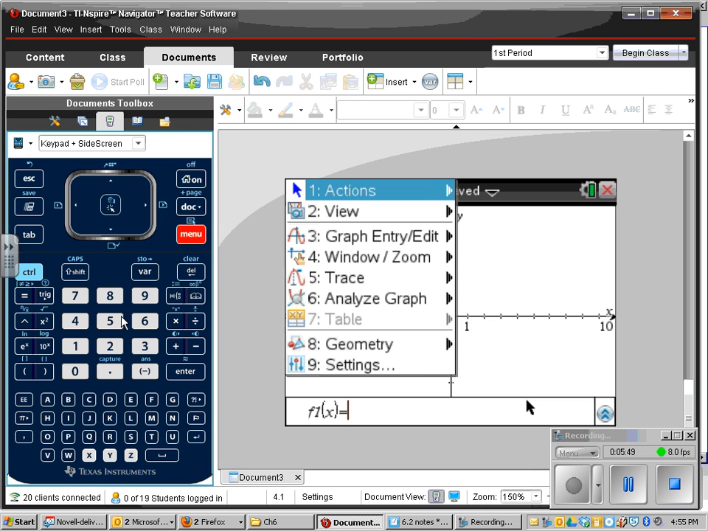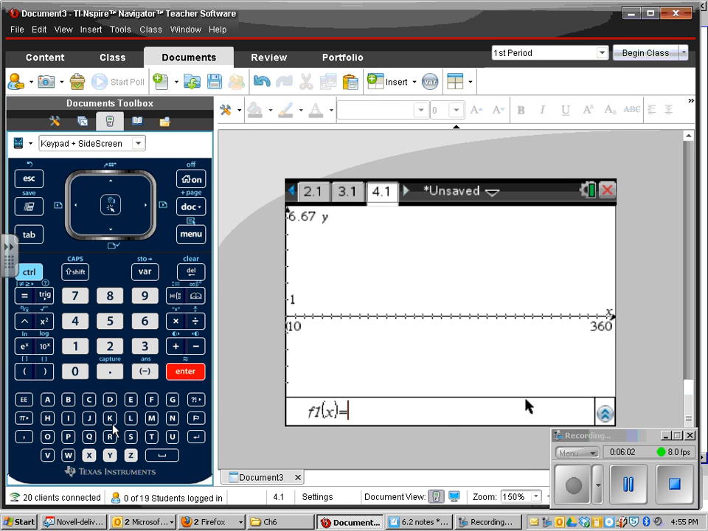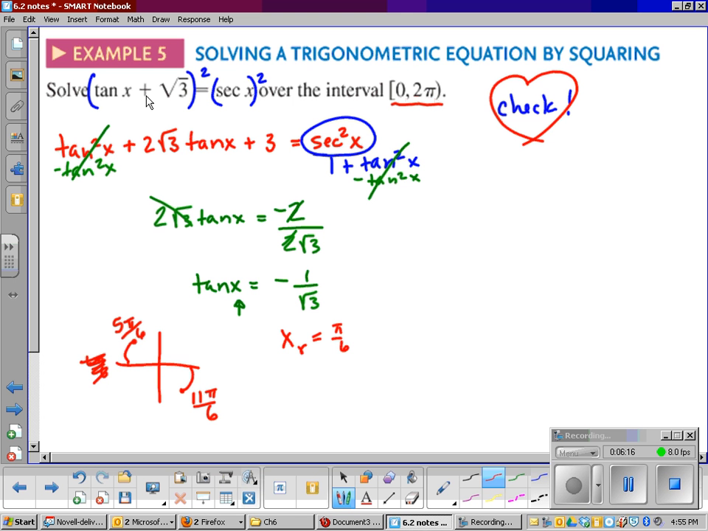I do need to change my view window to accommodate 1 revolution of the circle. Since my calculator's in degree mode, my min is 0 and my max is 360. And then it doesn't matter about the y values. Now in F1, I want everything on one side of my equation so that I can just look for the zeros. And remember, what I'm putting in is the original problem, which is tangent x plus square root of 3, and then subtract the secant x to the other side.